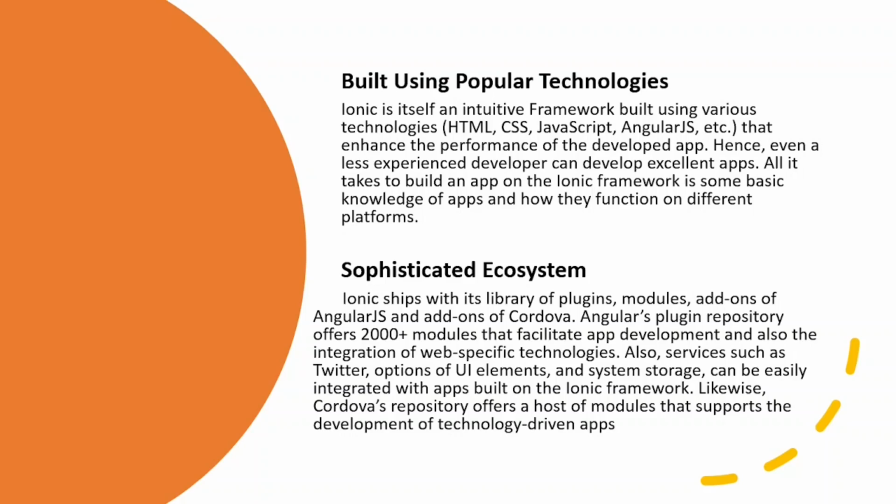Ionic ships with its library of plugins, modules, add-ons of AngularJS, and add-ons of Cordova. Angular's plugin repository offers almost 2000 plus modules that facilitate app development and the integration of web specific technologies. Services such as Twitter, options of UI elements, and system storage can be easily integrated with an app built on the Ionic framework. Cordova's repository also offers a host of modules that support the development of technology driven apps.